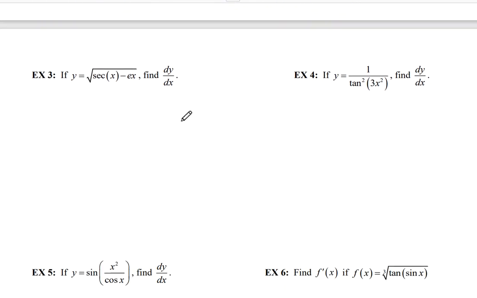Okay, moving down to example number 3. So in example number 3, I want to point something out. Do you see that you've got a big square root around 2 terms in here? So you've got the outside function, which is the square root of x, and then you've got 2 functions subtracting inside. So a little bit of a combination of structure rule, which is normal.